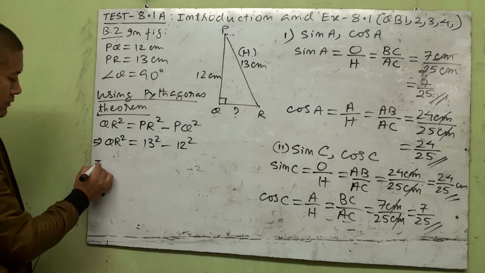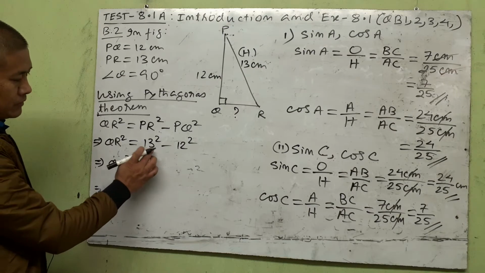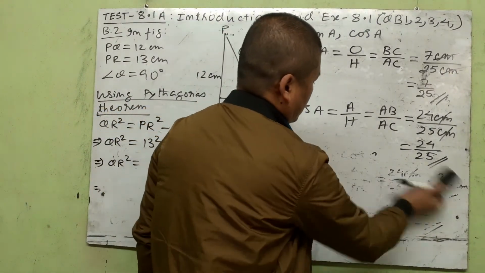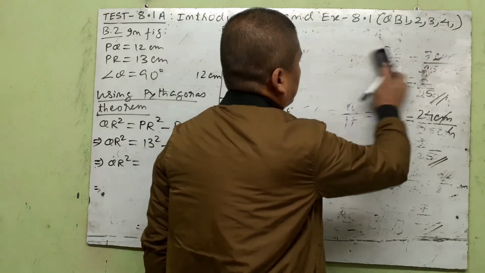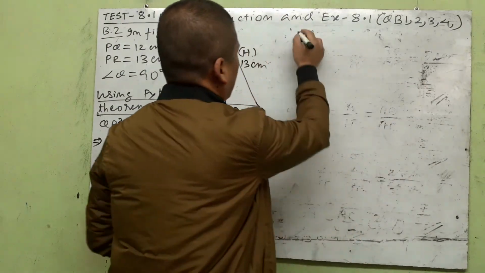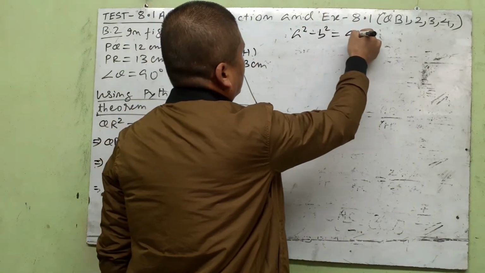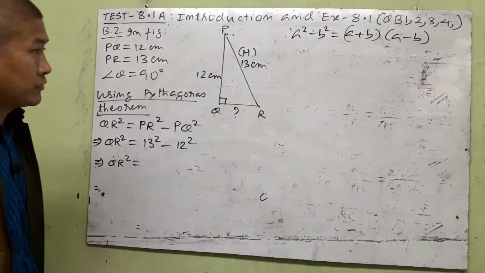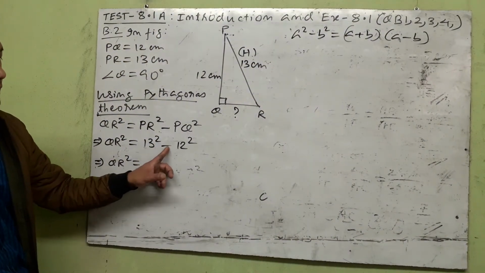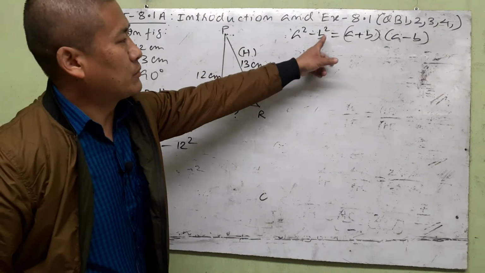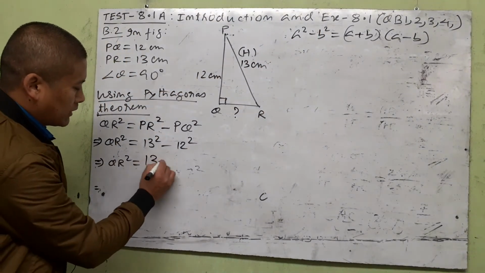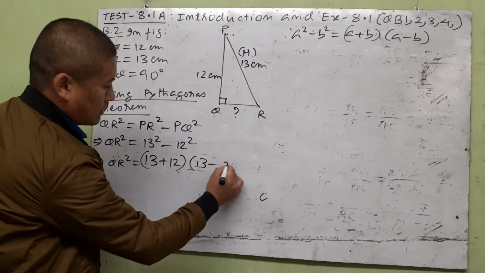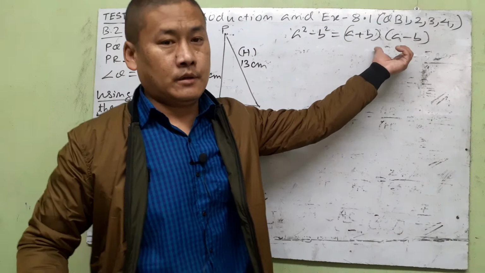Then we can go one more step. QR square equal to... in our class 9 and 8, lower classes also, we learned this formula, right? If you remember, you will do well to remember this: A square minus B square equals A plus B into A minus B. We have been memorizing the formula, let's use that. So this 13 square minus 12 square is like A square minus B square. So we can write it as A is now 13, B is 12: A plus B into A minus B, like this.